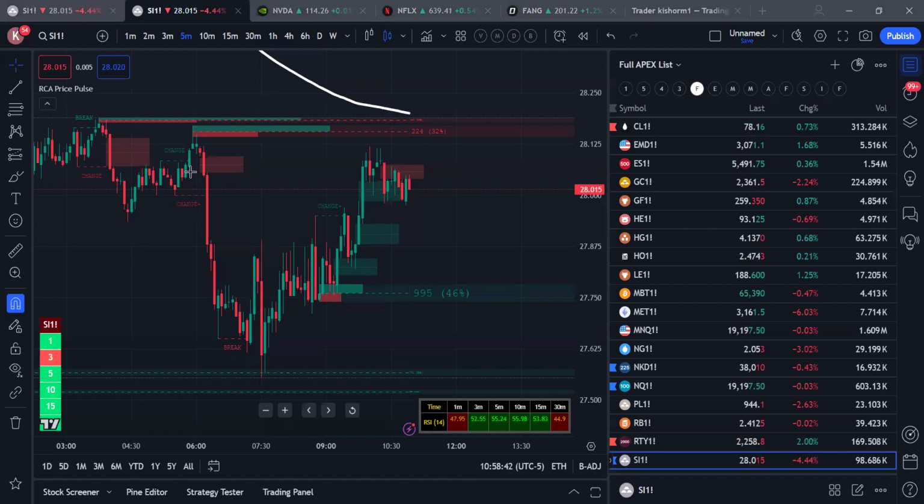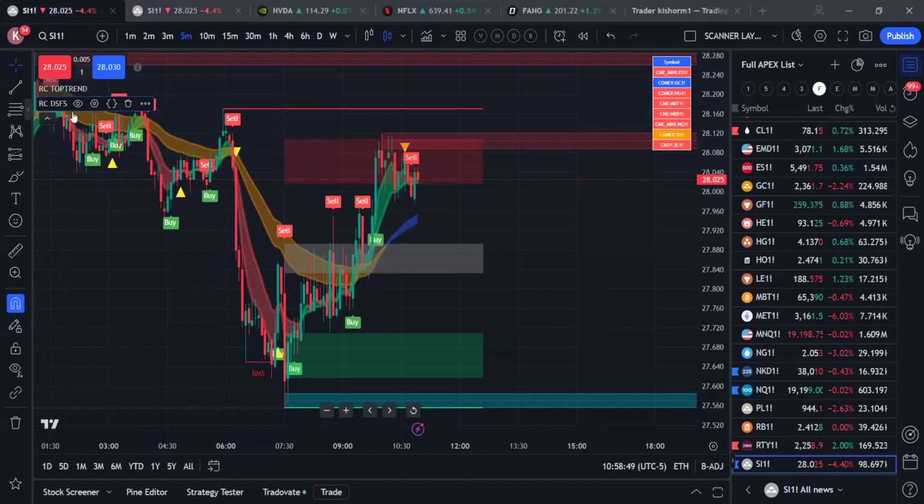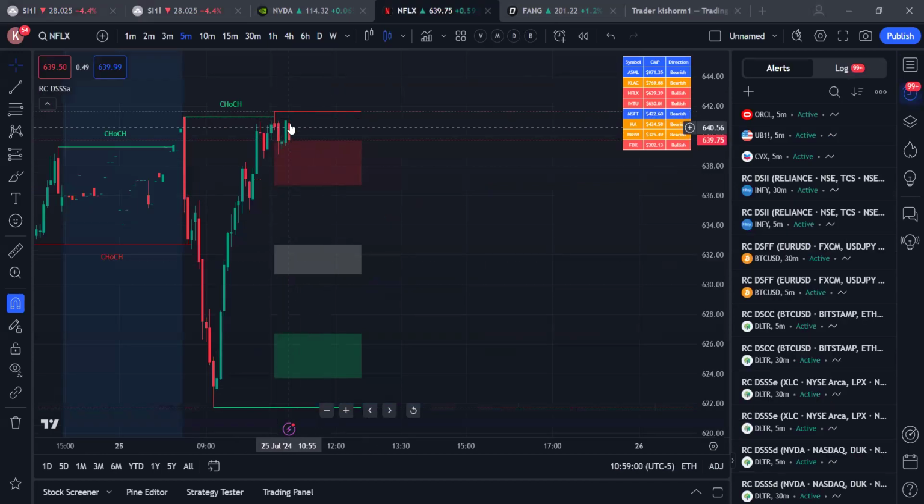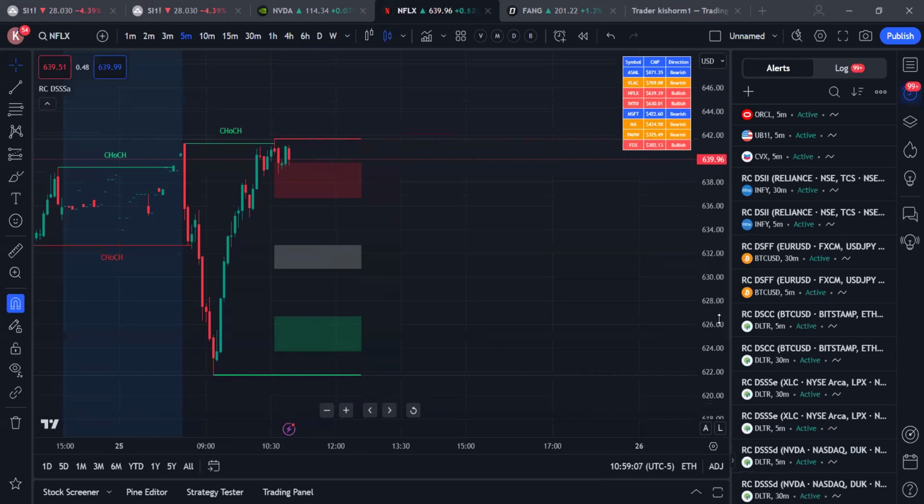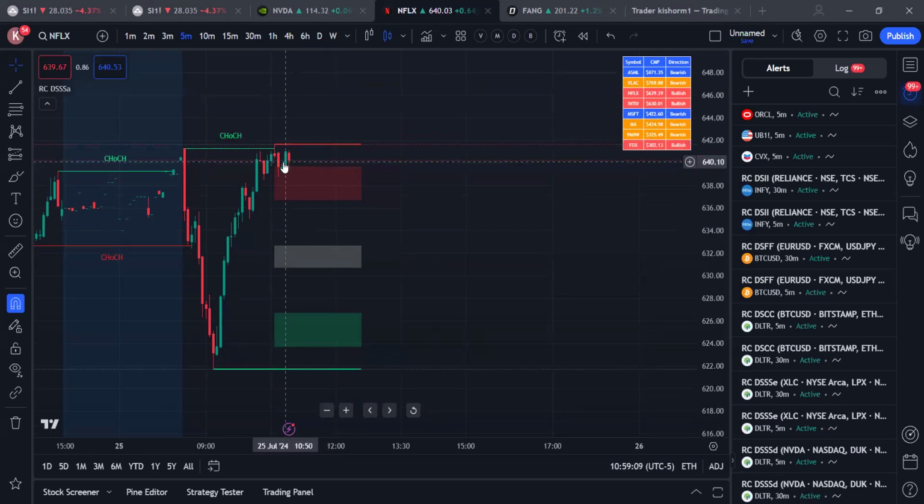This is the RC5 plan. With the RC5 plan, you get price pulse, you get top trend, you get scanners. Netflix, we are expecting a minimum of 635, 636. Then we can take profits. I'll post, right? Whenever I take an exit, I'll post in US equities and other channels.